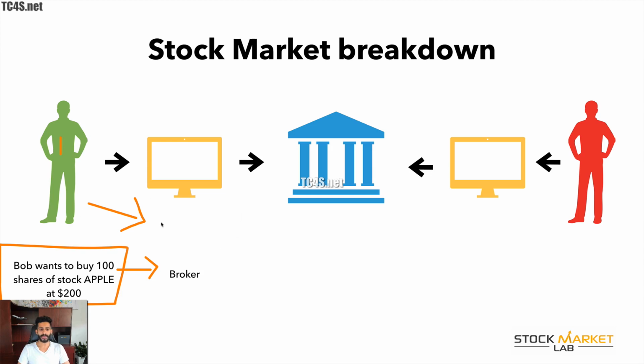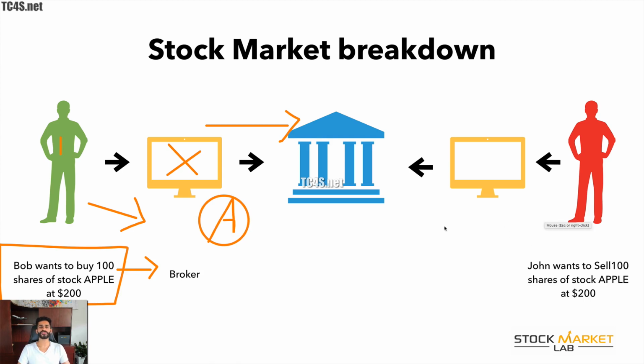Now, when Bob processes the order, right, the order is taken from the broker to the stock market. That's one part of it, right? The second part of it is on the other end, we also need a seller. So let's say we have John. John wants to sell 100 shares of stock Apple at $200. If John wants to sell 100 shares of stock Apple at $200, John also has to go to his broker.